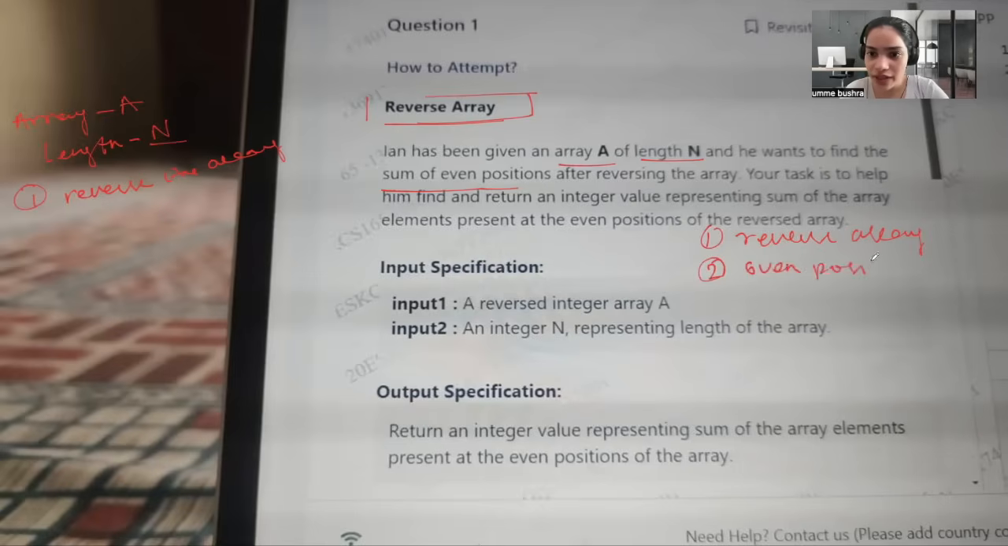Even positions of the array. This is what you're going to do, right? After you find out what the even positions are, you are going to find the sum of the even positions. Okay, sum of even positions. This is going to be step 3.